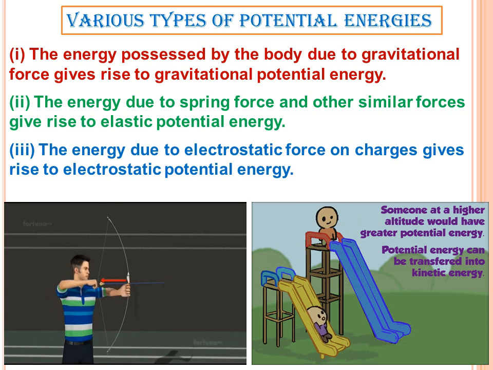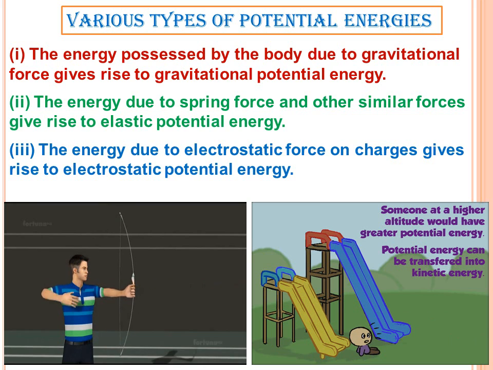Here you can see in this picture a boy or a girl standing at a higher altitude. That means if he is in the top position, he has a greater potential energy. This boy has a greater potential energy, and the potential energy can be transferred into kinetic energy while he is sliding down.